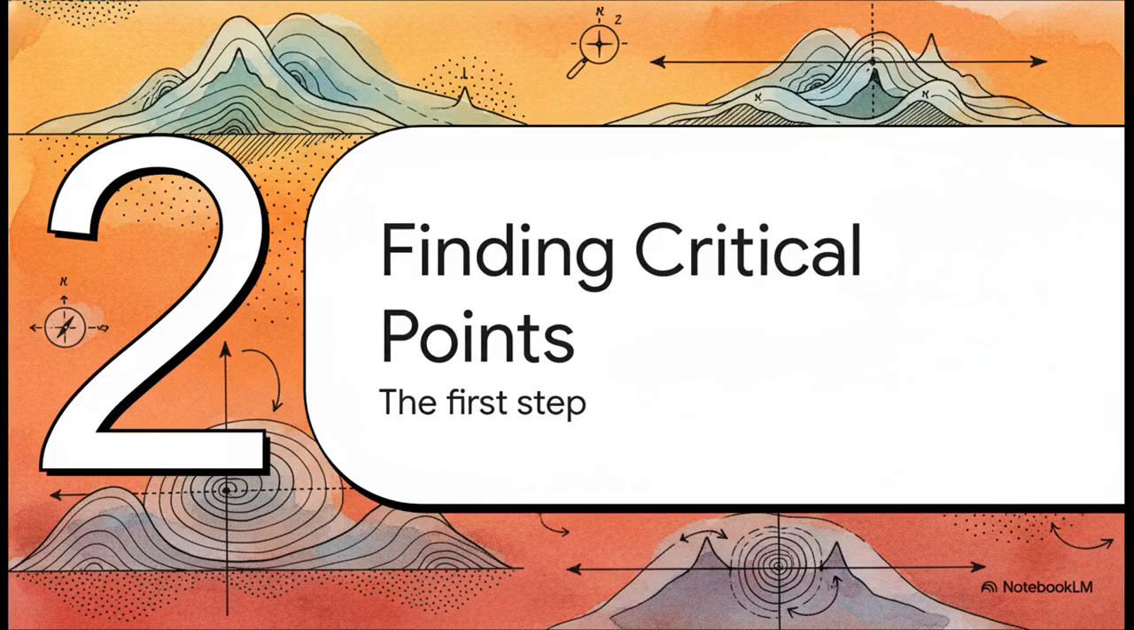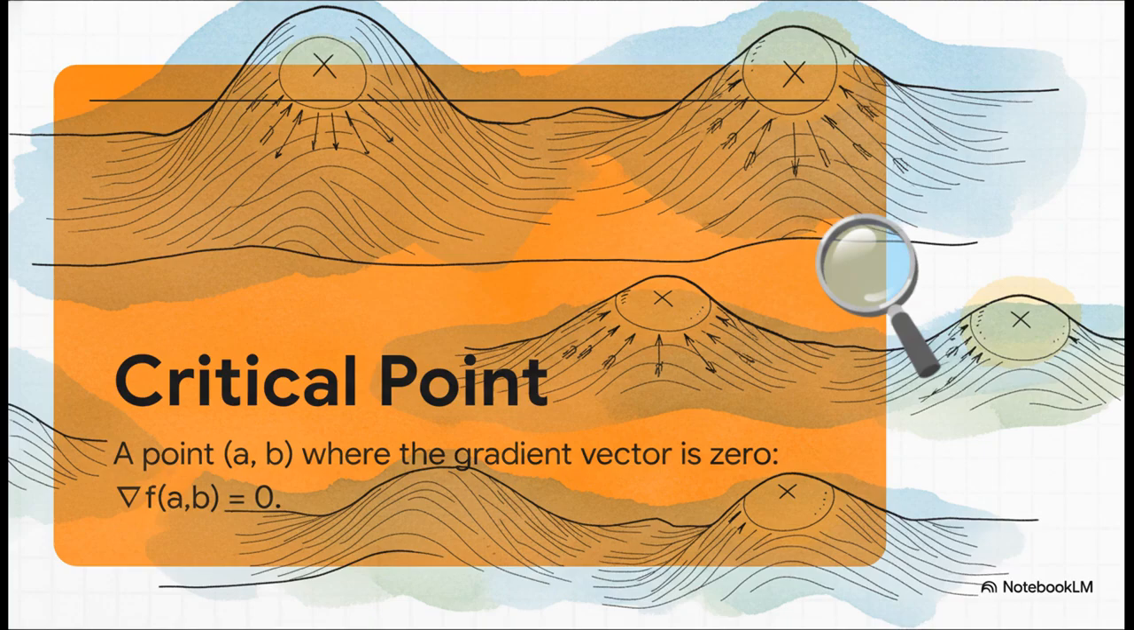Okay, so we know what they look like. But how do we actually find these maxima, minima, and saddle points with math? Well, the hunt always kicks off by identifying our candidates, which we call the critical points. And here's the official definition. A critical point is just any spot where the gradient vector is the 0 vector. Now remember what the gradient does, right? It points uphill in the direction of the steepest climb. So if that vector is 0, it means you're standing somewhere perfectly flat. There's no steepness, just like the very top of a hill or the very bottom of a valley.